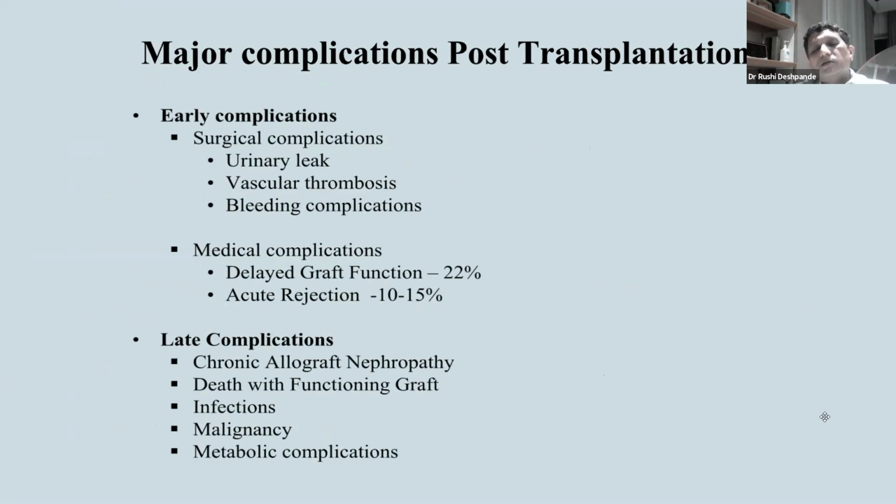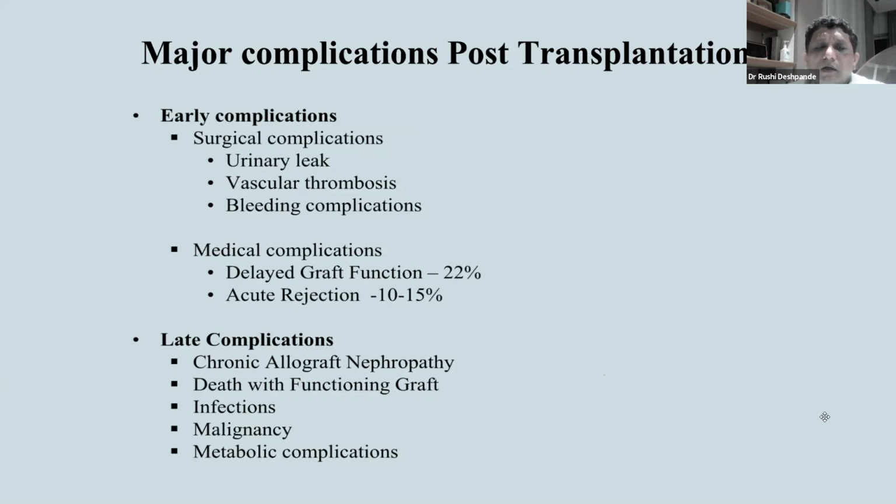The early complications are of two types. One is surgical complication, which you are better prepared to talk and discuss about than me. But the important ones that I would worry about are vascular thrombosis, urinary leaks, and bleeding complications. Medical complications, which I can discuss with you, are related to immunological effects, which are primarily acute rejection and delayed graft function.